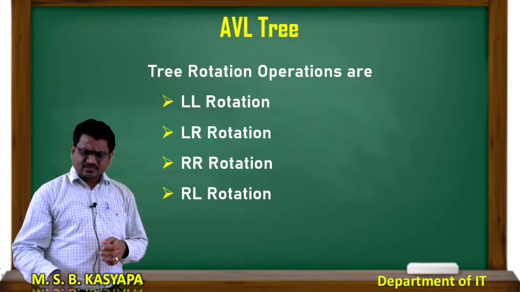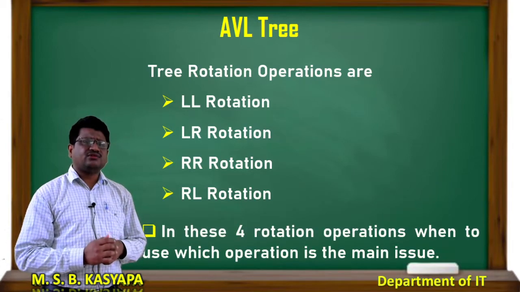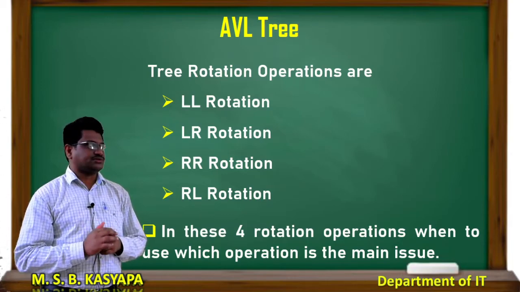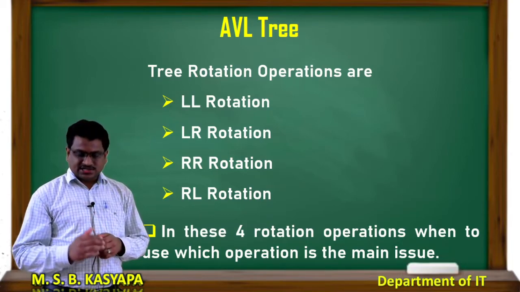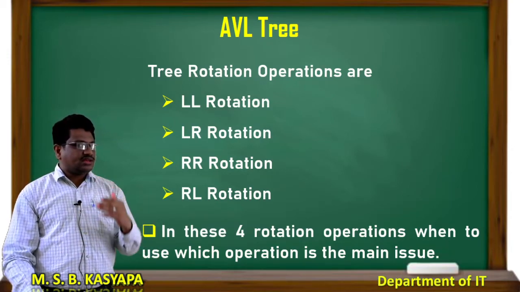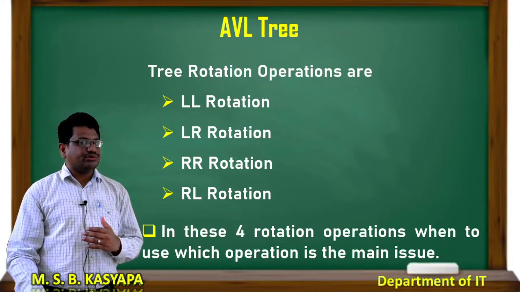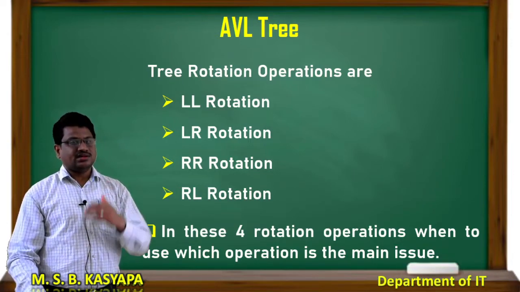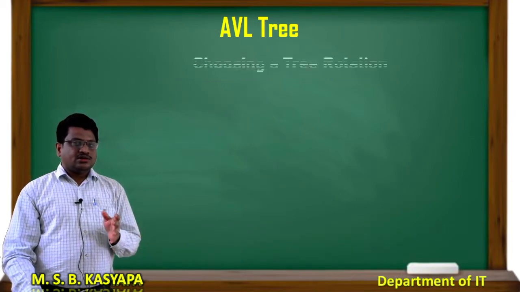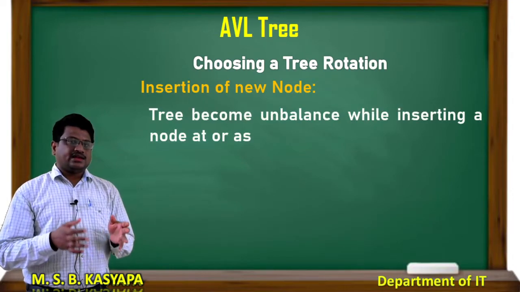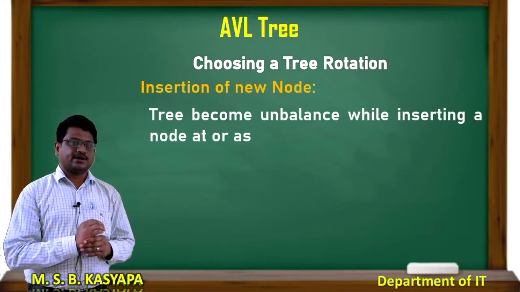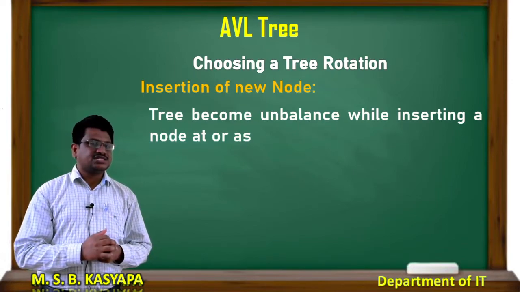But the main question is where I can use these rotations. That is the biggest question. Let's consider the rotations. As we have discussed, the tree becomes unbalanced when I do any deletions or insertions. So let's see which operation is done, and once the operation is done, what I have to do. Let's see once again. Now I'm discussing the insertion operation.